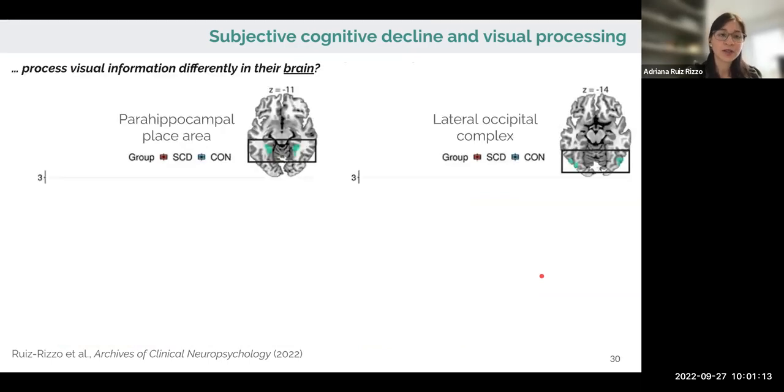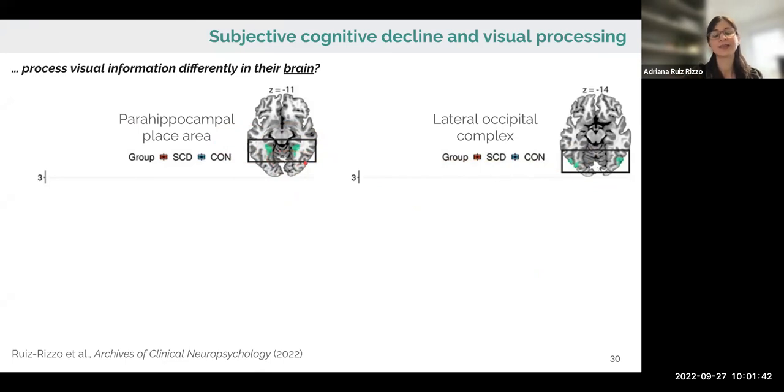So for the first question, whether older adults with subjective cognitive decline process visual information differently in the brain, we focused on two brain regions that are relevant for visual processing. These are the parahippocampal place area and the lateral occipital complex. The parahippocampal place area, as you see in its name, is relevant for processing places.